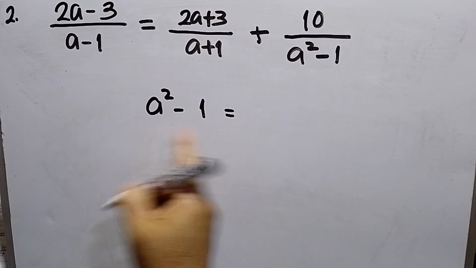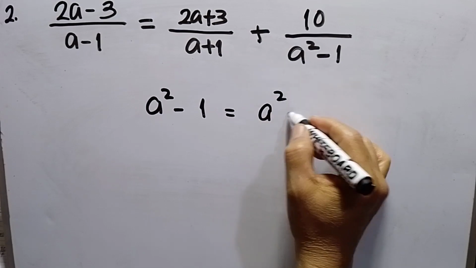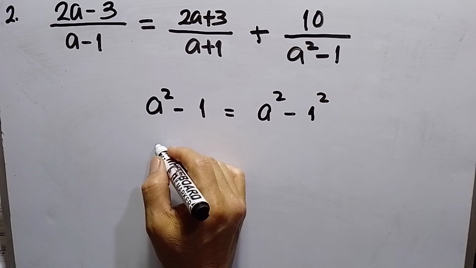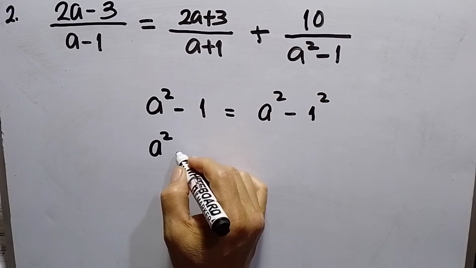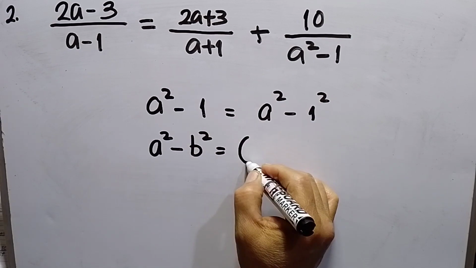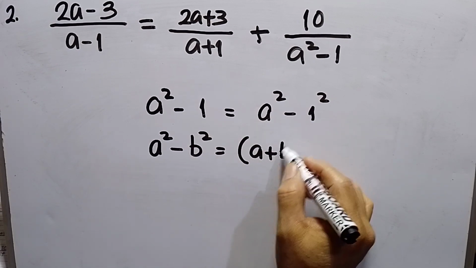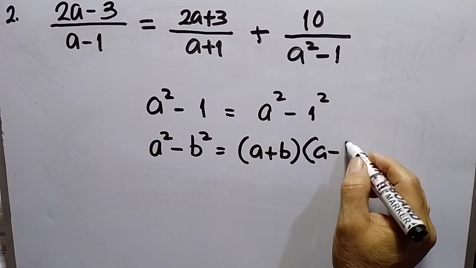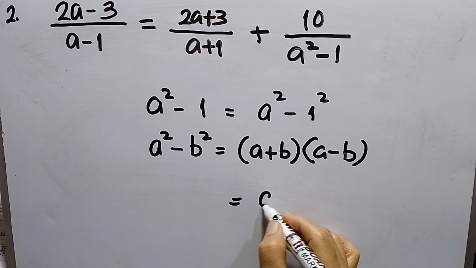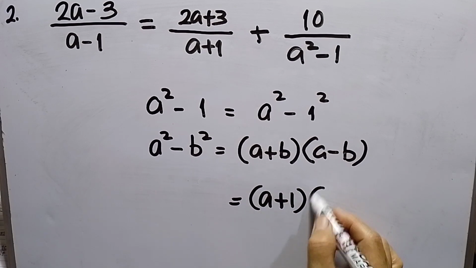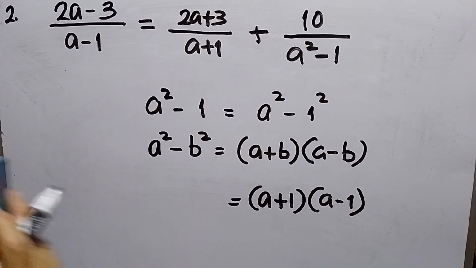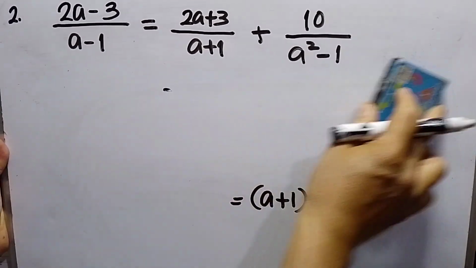So I can write this one in standard form, a² − 1². Take note, this is a difference of two squares. The difference of two squares formula is a² − b², and the factors are (a + b) times (a − b). Since I have a and 1, I have (a + 1) times (a − 1). So those are the factors of a² − 1.